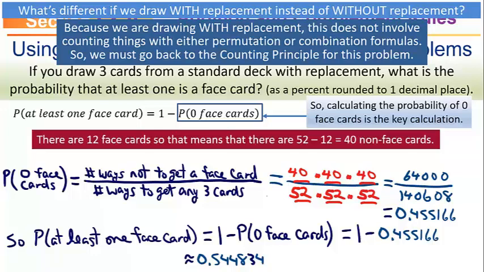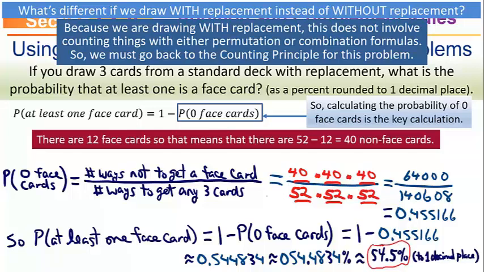0.544834. Now we're done except for the fact they asked us to do it as a percent rounded to one decimal place. So changing it to a percent moves the decimal place 2 places to the right. And then you can see that that first decimal place is a 4, but the hundredths place is an 8, so that 4 rounds up to a 5. So as a percent rounded to one decimal place, it would be 54.5%.